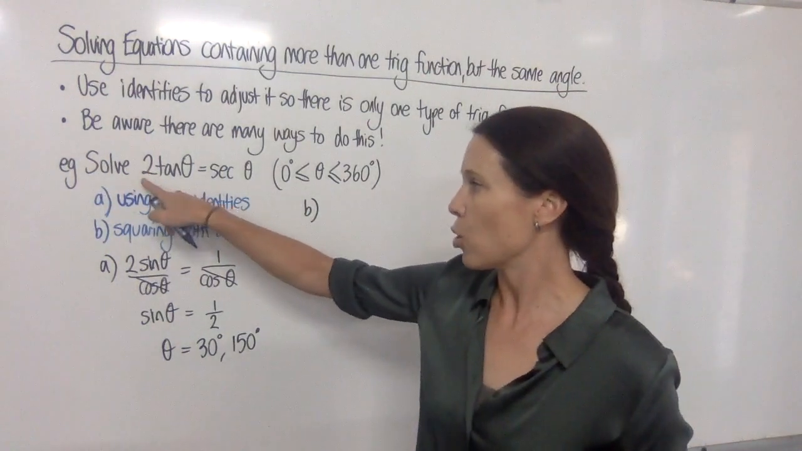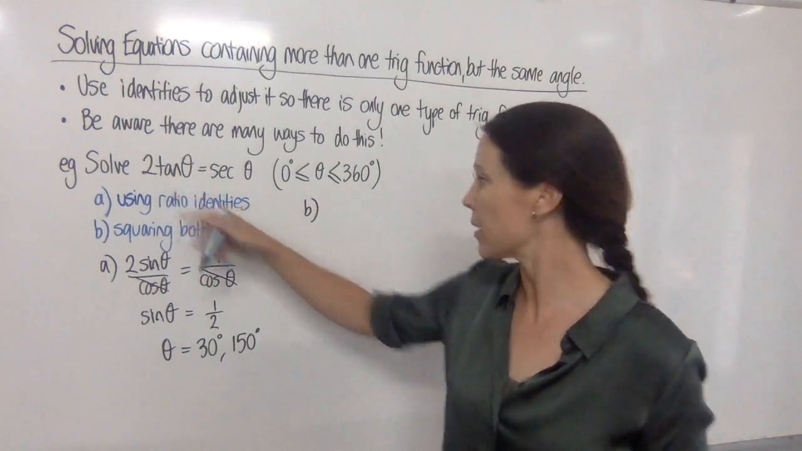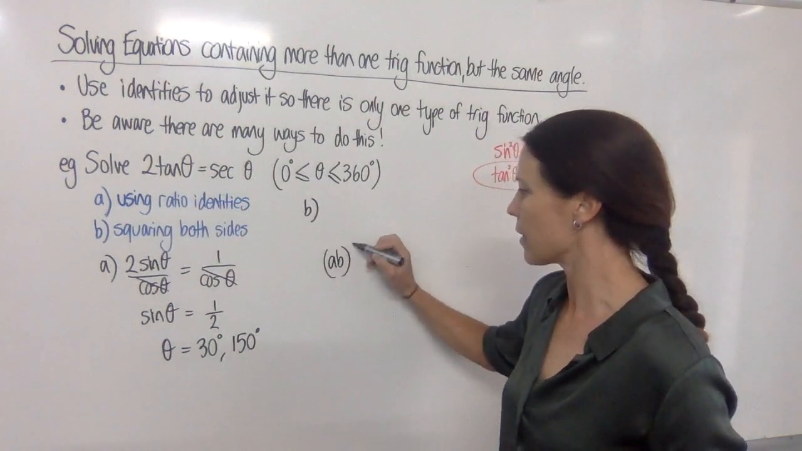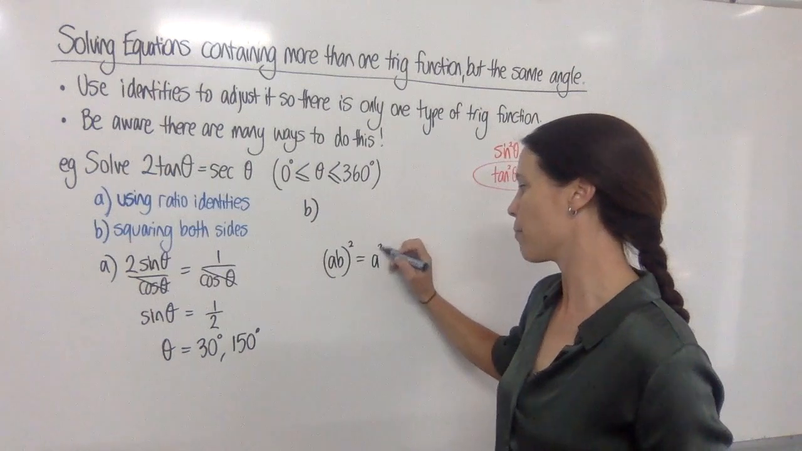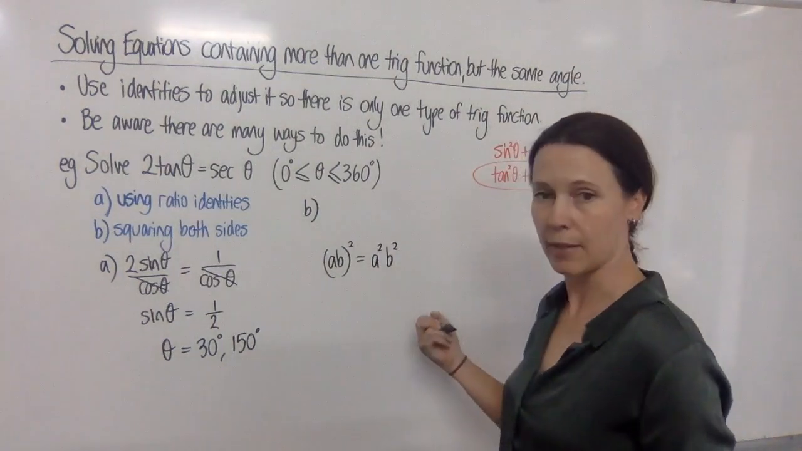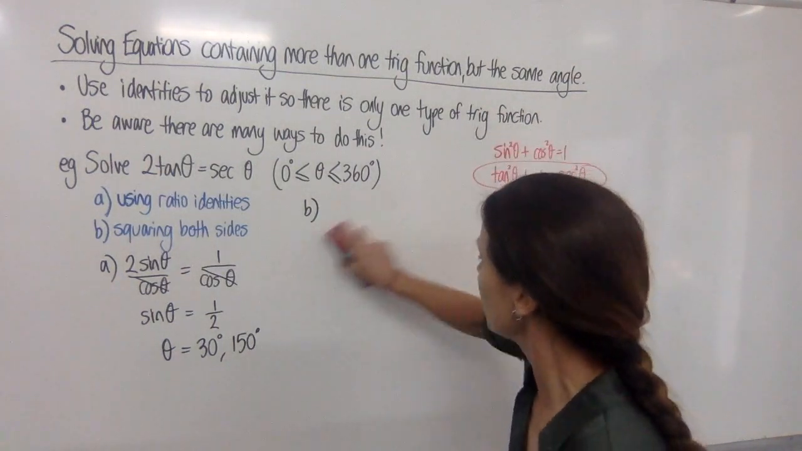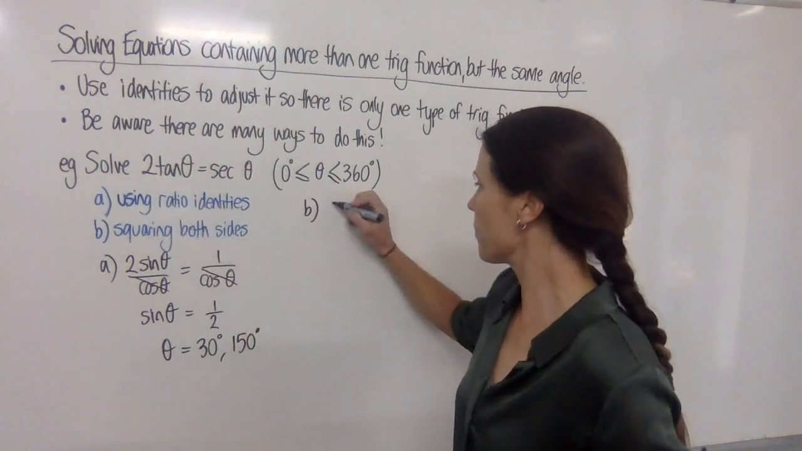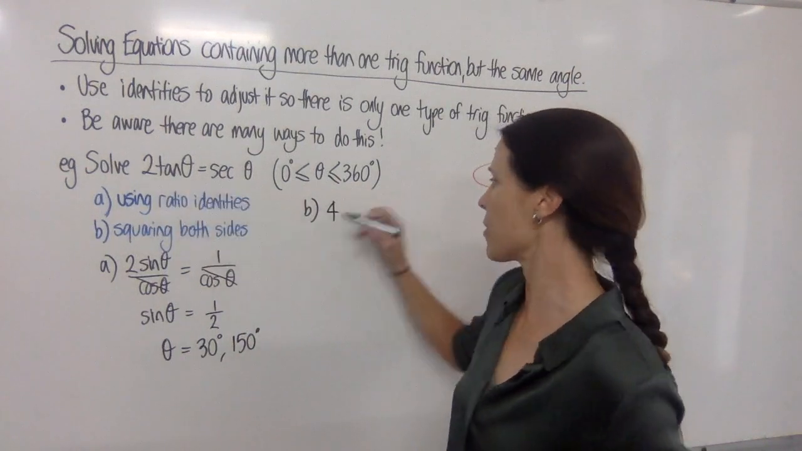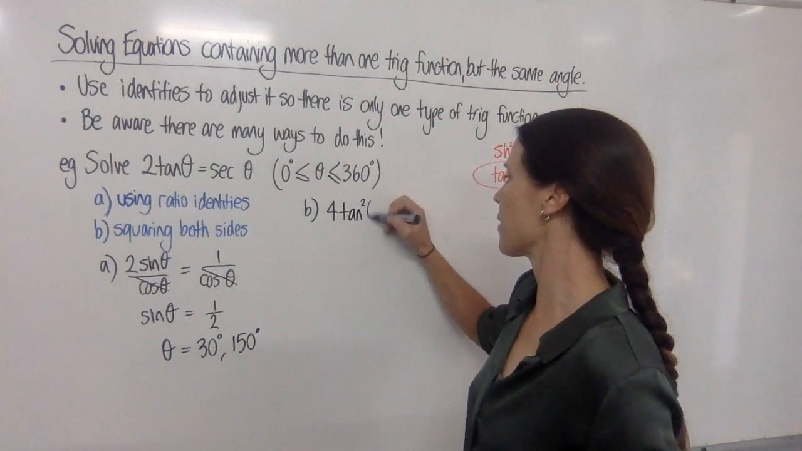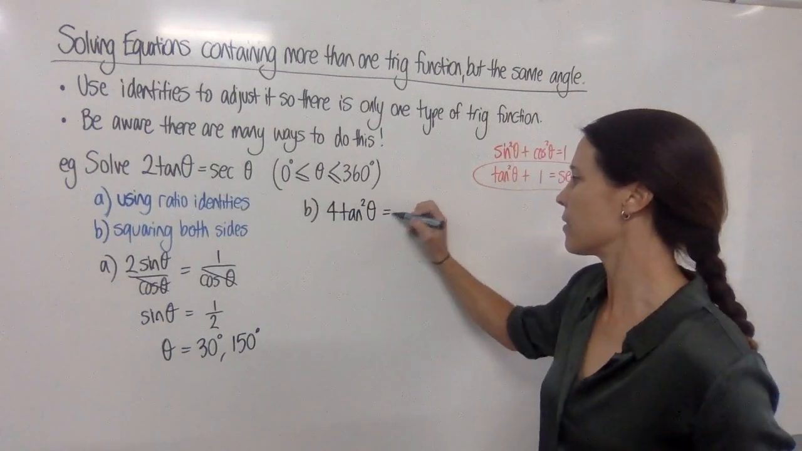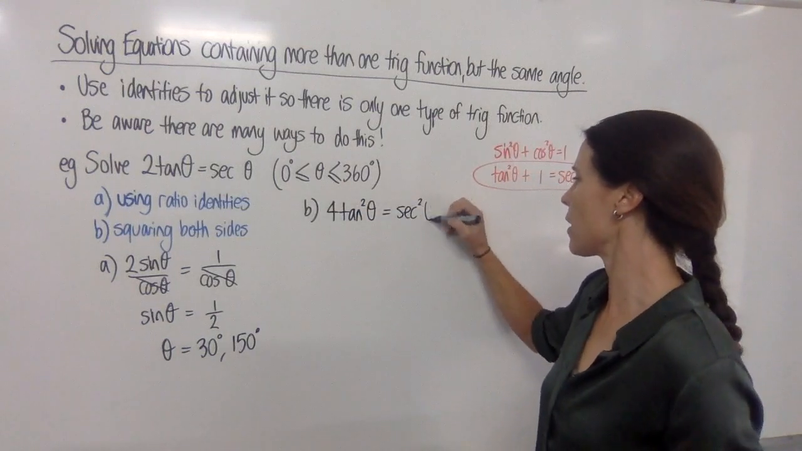So squaring 2 tan theta, remember that if we have two things multiplied together and we square it, we need to square both things. Okay, there's that little rule. So that means we need to square the 2 and we need to square the tan theta. So we're going to get this, and then squaring this side is much more straightforward. We can just write it like that.